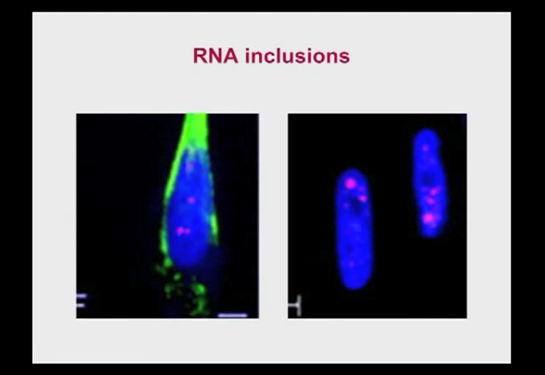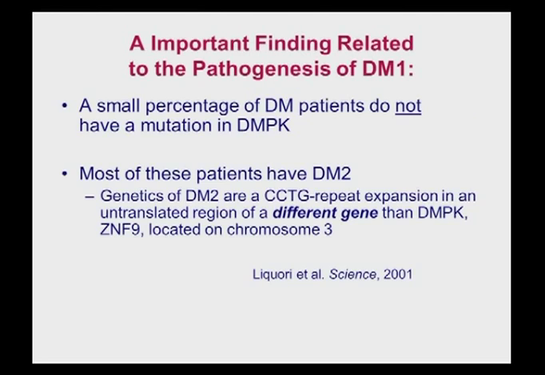Here's an example of these RNA inclusions within myocytes, in the nuclei. And then about 12 or 13 years ago now, John Day and Laura Ranum here at the university were studying some patients with a more atypical form of myotonic dystrophy, the DM2 patients, and they found that even these patients have a completely different mutation.